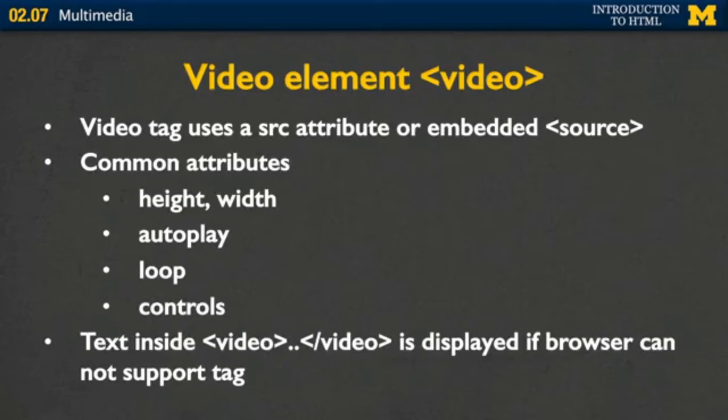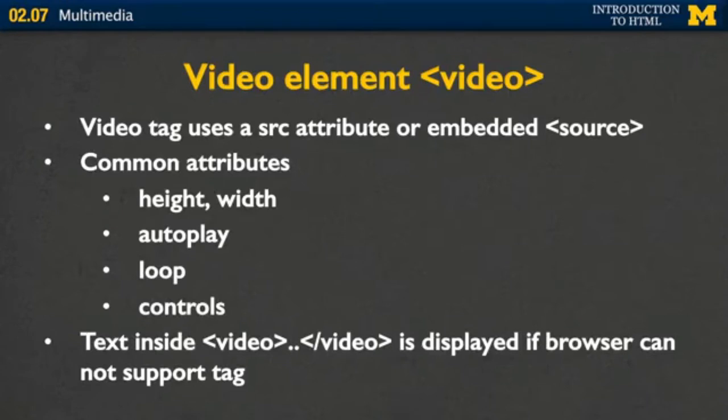There are a number of attributes that are used very widely. The first two, height and width, are pretty self-explanatory. How big would you like your video to appear in the browser? Autoplay dictates whether or not the video should start as soon as you load the page. Loop will allow the video to play over and over. And the last one, controls, is something you can add to give the person more control over when to stop and start the video.